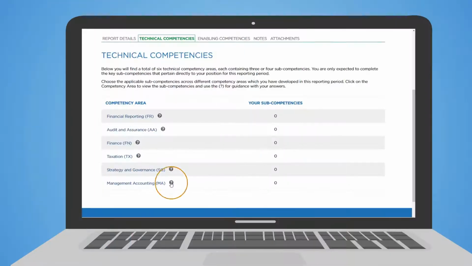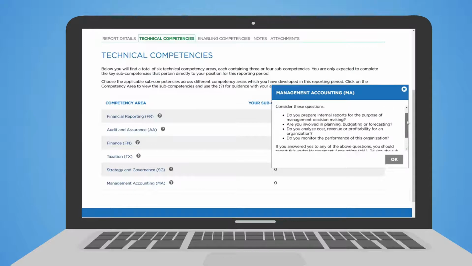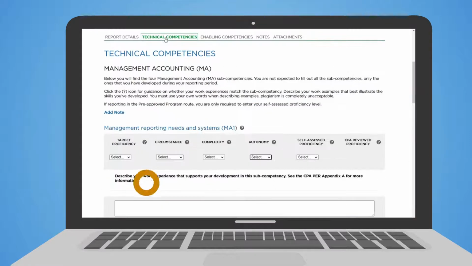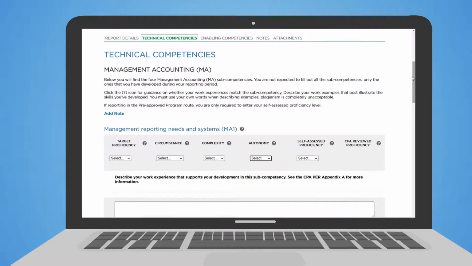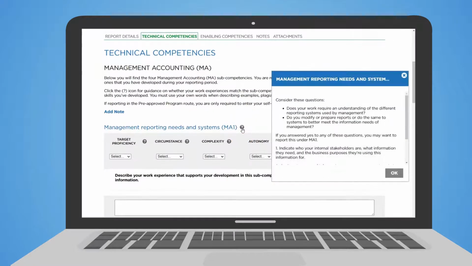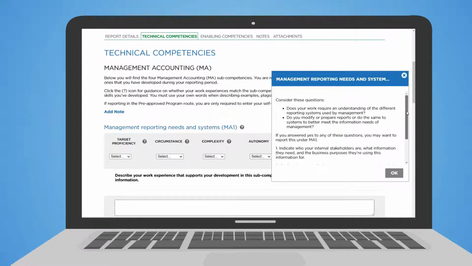He uses the information icon in PERT to help him determine which competency area is most applicable, and then which specific sub-competency his task belongs in. Then he uses the guiding questions in the information icon to help him determine which specific sub-competency his tasks belong in and what level of detail to document.